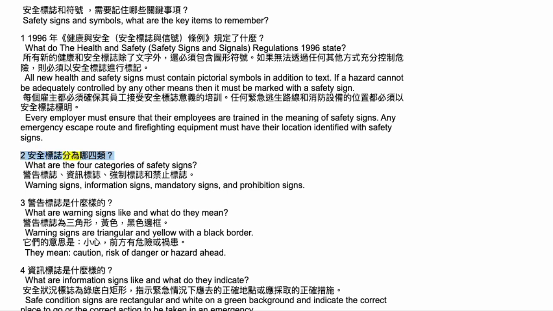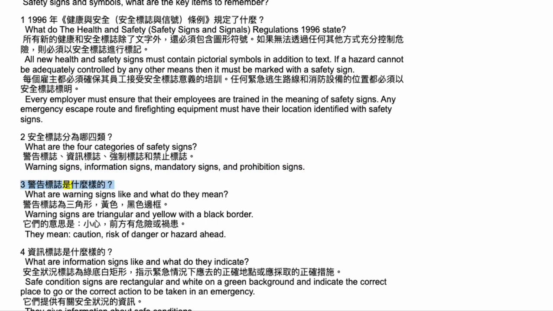What are the four categories of safety signs? Warning signs, information signs, mandatory signs, and prohibition signs.